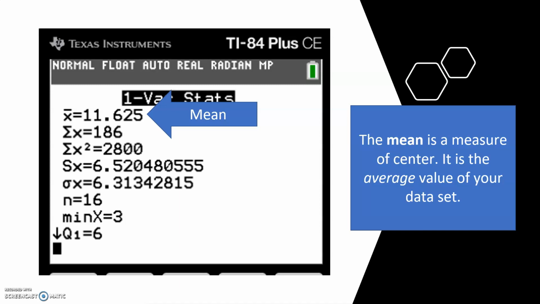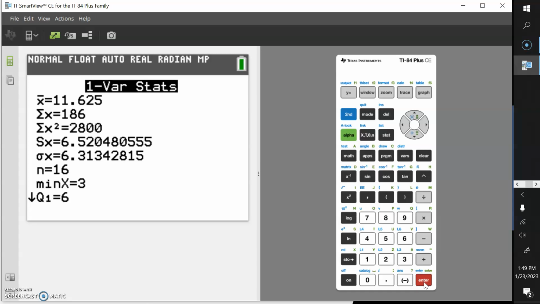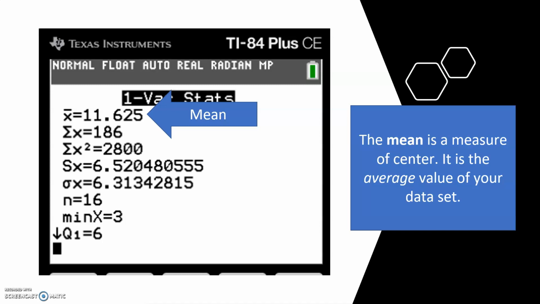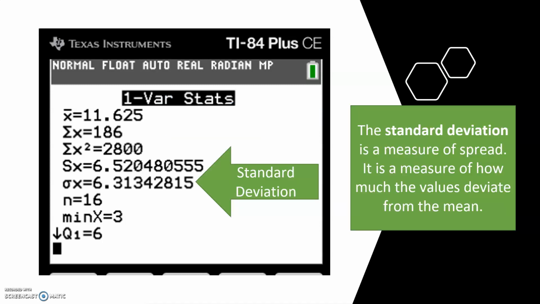In my 1var stats, the very first item, the x with a bar on top of it, is the mean. So the way the calculator got the mean was it added up all of my data and divided by how many data points there were. But the calculator did it for me. So that's the mean. It is a measure of center. It's the average value of my data set.